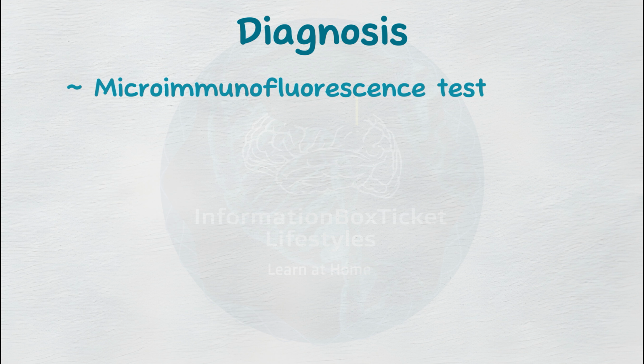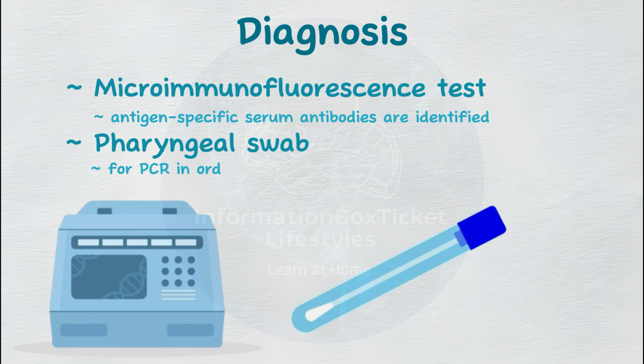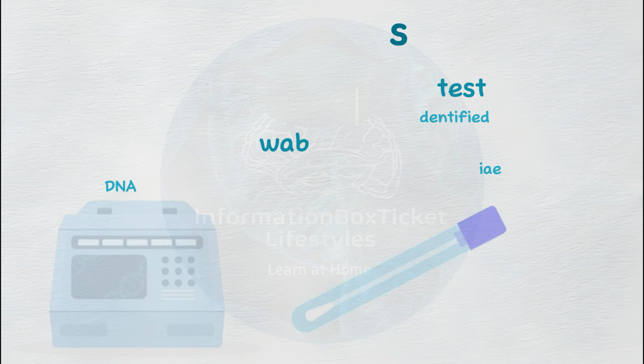The recommended technique for diagnosing Chlamydia pneumoniae is now a polymerase chain reaction, or PCR for short. Another test is known as a microimmunofluorescence test. The Chlamydia pneumoniae antigen-specific serum antibodies are identified using the microimmunofluorescence assay. A sample, such as a pharyngeal swab, is obtained for PCR in order to detect Chlamydia pneumoniae DNA.